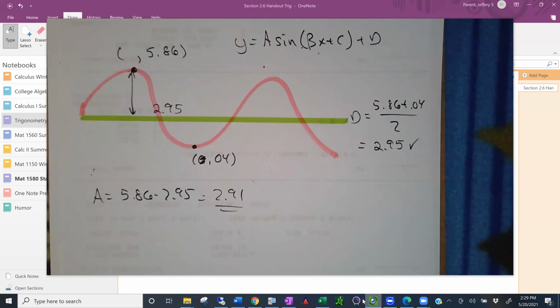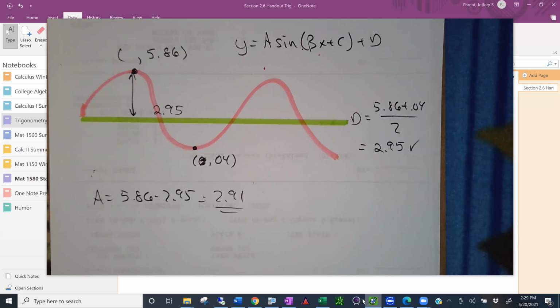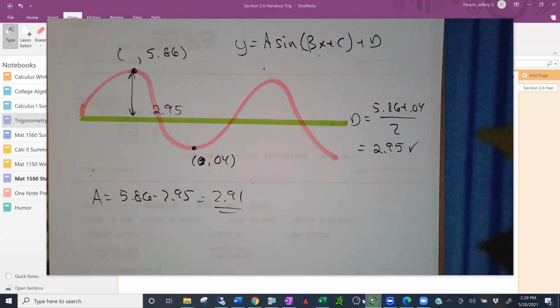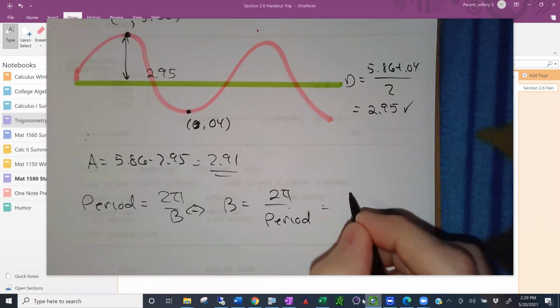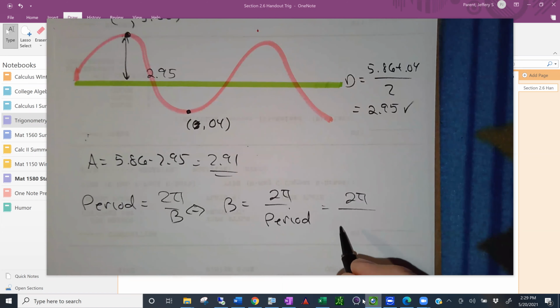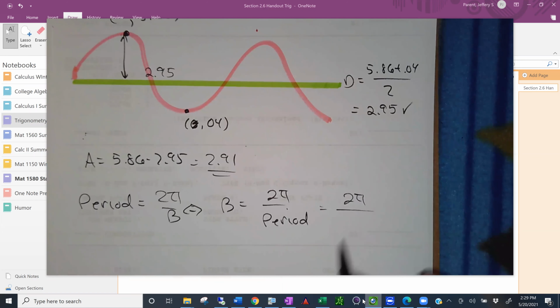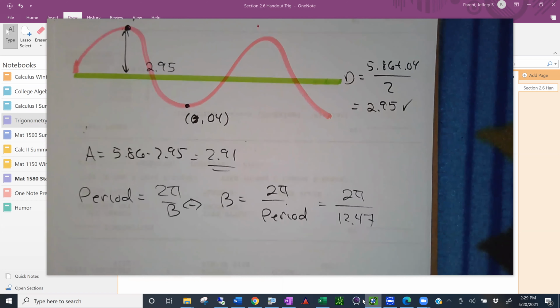There's a couple other things we need to figure out. The next thing I'll work on is B. The period is going to be 2 pi divided by B, or if we turn that around, an equivalent relationship is that B equals 2 pi divided by the period. In this case, they tell us the period. The period was told to us as 12 hours, 12.47 hours. So 12.47, and we'll divide that into pi.